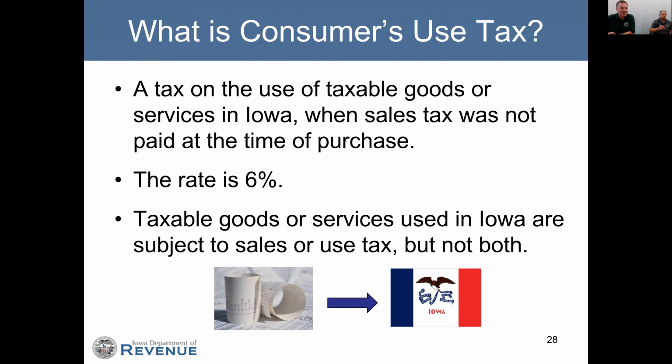This applies to taxable goods or services used in Iowa, and they're going to be subject to either sales tax or use tax, but not both. So again, if it's a taxable service you purchased, or you have taxable goods, taxable tangible personal property, you owe either sales tax or use tax. You do not owe both.